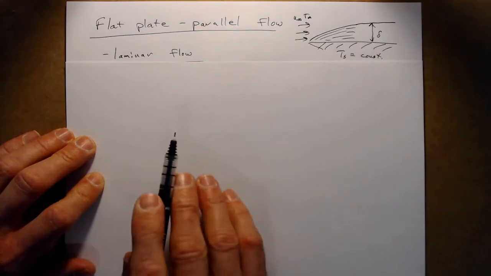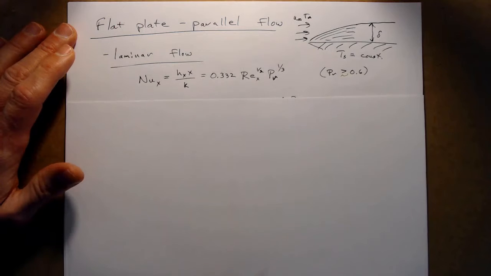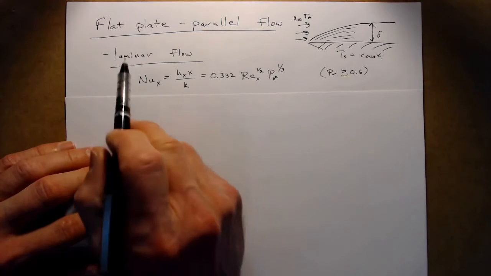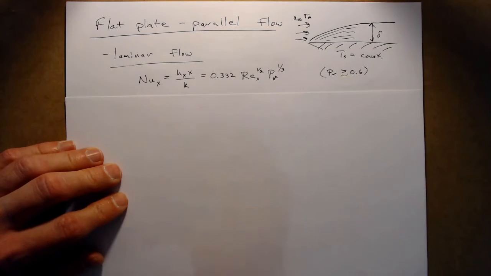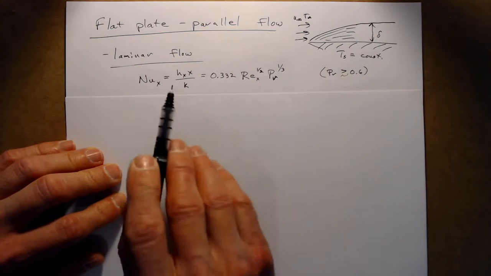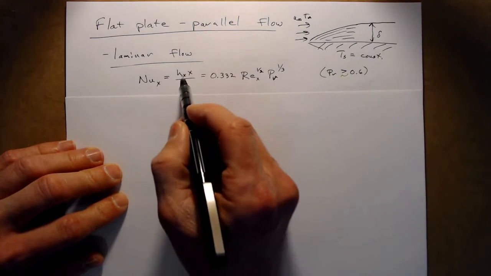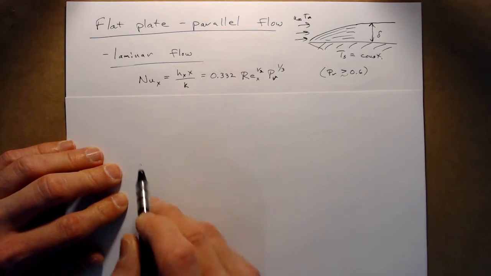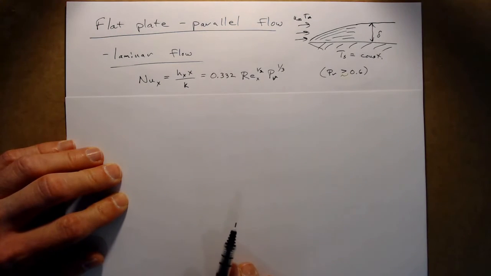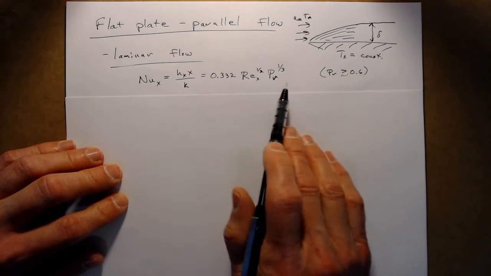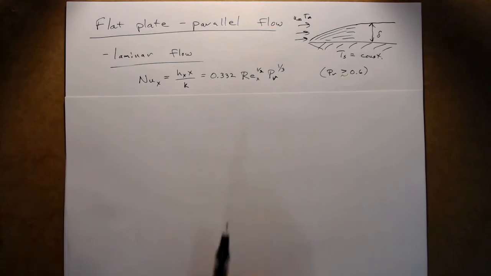And now we're going to look at how we arrived at the expression that we used last time for the laminar flow case. So last time we applied this correlation to solve a problem to find out what the heat transfer coefficient was for a specific case and what the resulting heat flux would be. So now we're going to look at where this expression comes from.